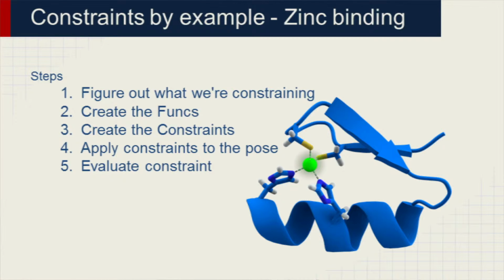So the steps that we're going to take: we're going to be trying to determine what we're going to be constraining, so which residues, which atoms should be involved in the constraints. Then create the functions that you're going to be using, so how are you going to be converting the distance measurements, the angle measurements, whatever, into an energy term. Create the constraints between the various metrics that you want to have, apply the constraint to the pose, and evaluate the constraints. And remember, when you're evaluating the constraints, you have to turn on the appropriate term in the score function.